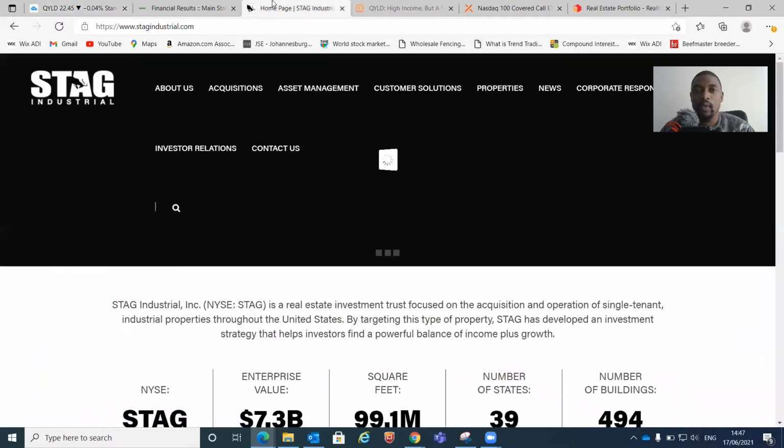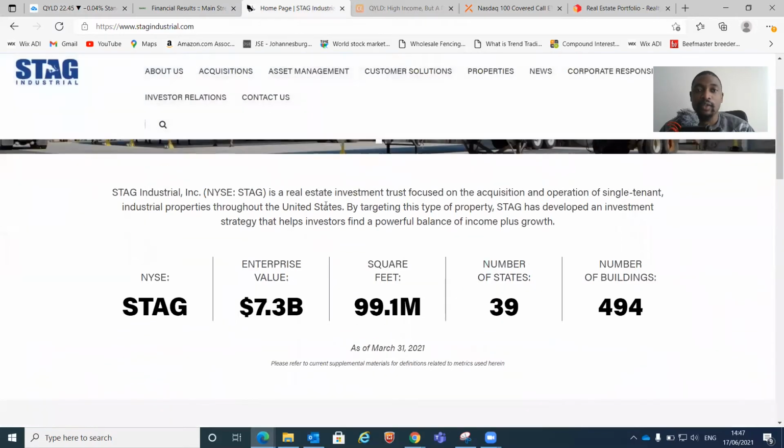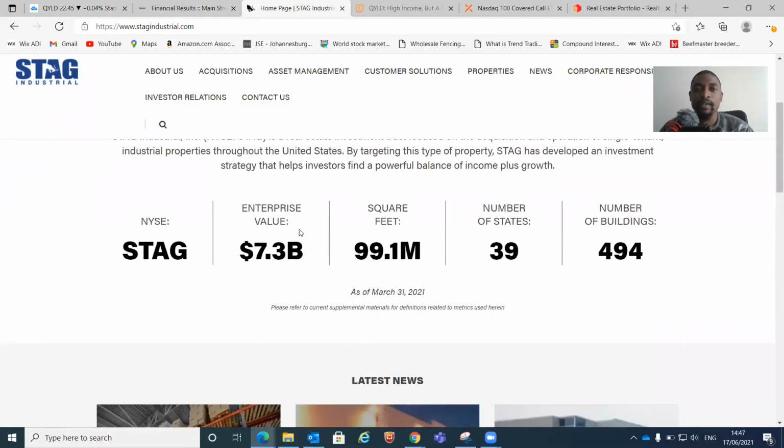And then the second one that I want us to look at is Stag Industrial. Stag Industrial is also a real estate investment trust. They're also collecting rent and passing the rent on to the shareholders. In this case, this is not an ETF, it's just a real estate investment trust.